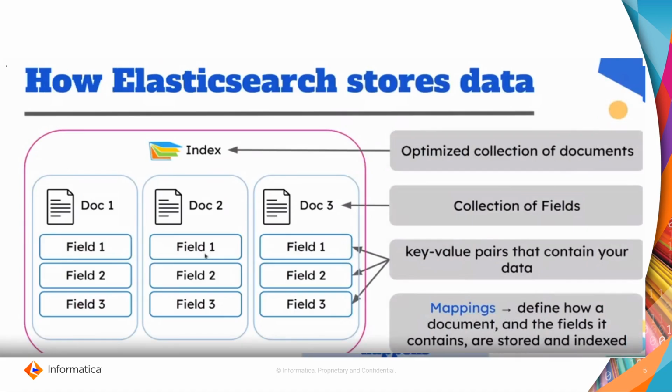Now, how does Elasticsearch store data? It stores data in the form of indexes. An index can be thought of as an optimized collection of documents, where each document is a collection of fields, which are key value pairs that contain data.